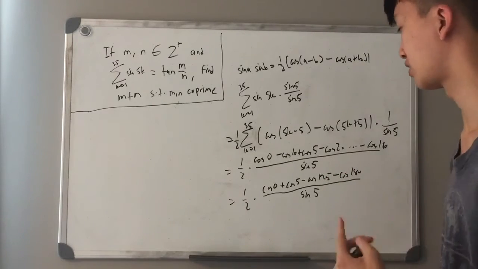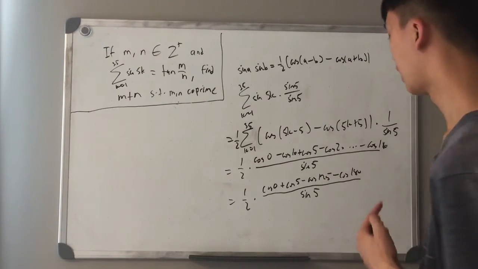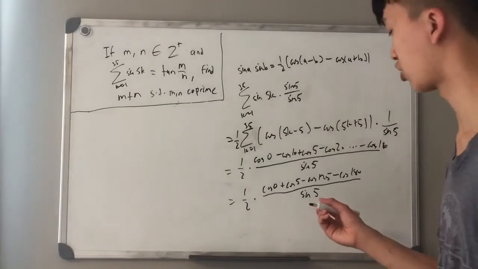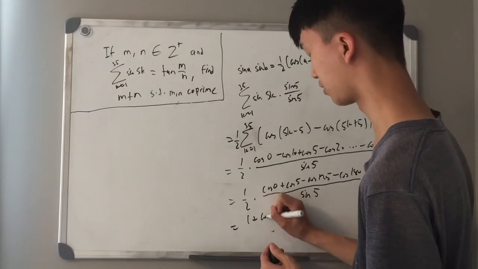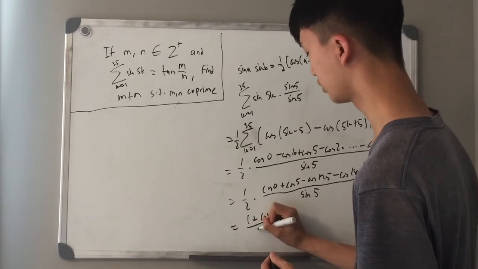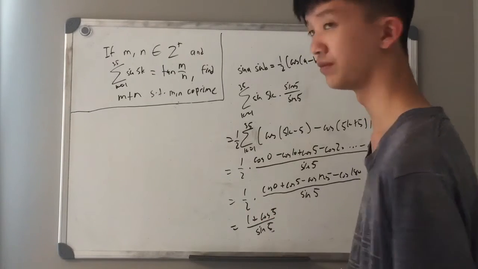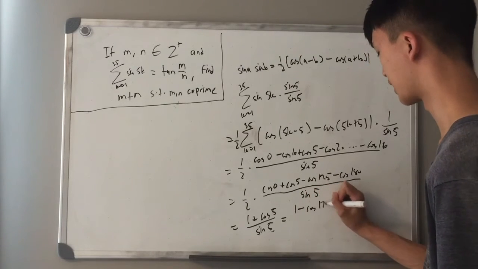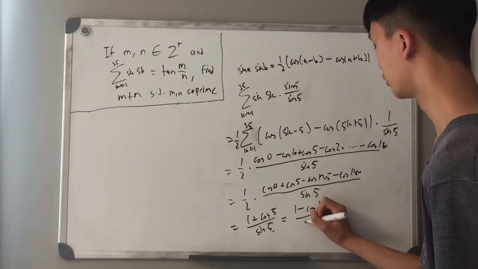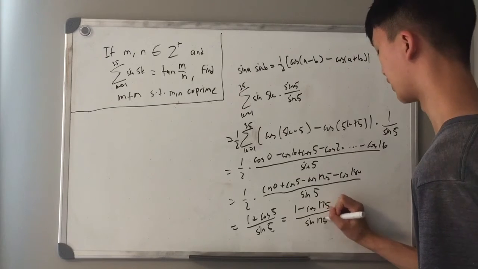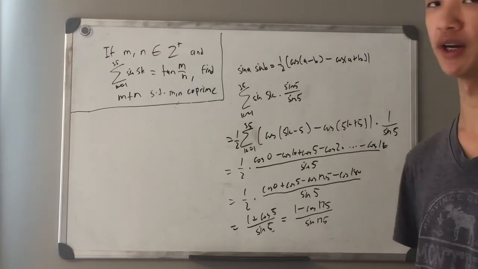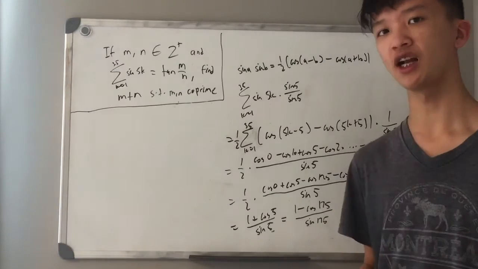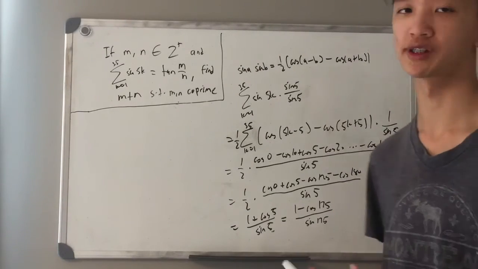So now, using the fact that the cosine of 0 is equal to 1 and the cosine of 180 is equal to negative 1, we can simplify all of these terms to get 1 plus the cosine of 5 over the sine of 5. This then rearranges into 1 minus the cosine of 175 over the sine of 175, since the cosine of 180 minus x is equal to the negative cosine of x, and also since the sine of 180 minus x is equal to the sine of x.